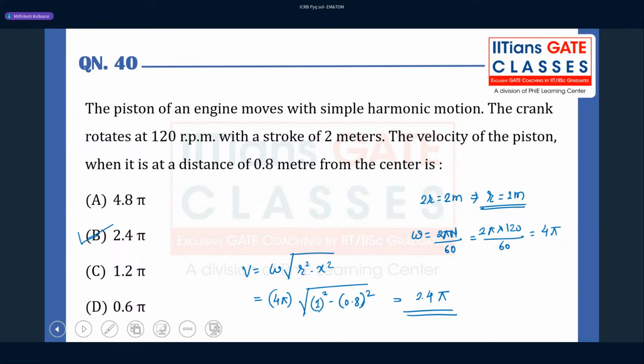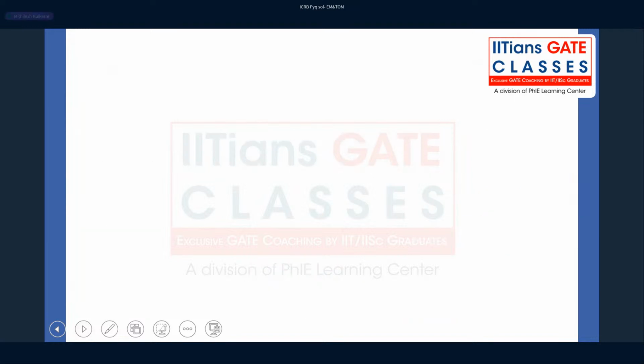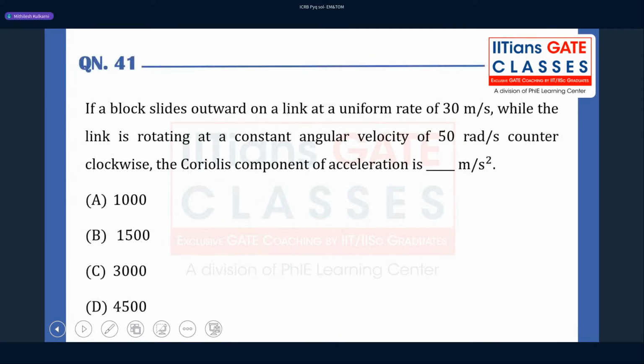Coming towards the next question. This is from the Coriolis component of the acceleration in mechanisms, from the velocity and acceleration topic of TOM. We have a block which slides outward on a link at a uniform rate of 30 meters per second. So the sliding velocity of the block is given, while the link is rotating at a constant angular velocity of 50 radian per second counterclockwise. The Coriolis component of the acceleration is what they have asked.